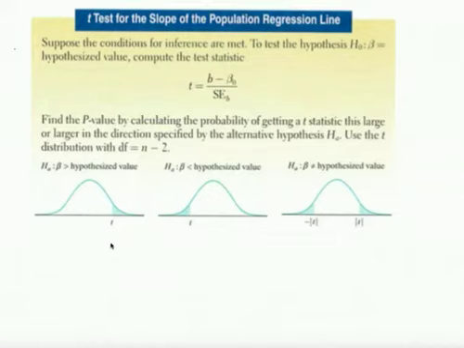So this is an example of when our alternative hypothesis says that the slope is greater than the hypothesized value. So notice that it's everything shaded to the right of the t statistic. This is the alternative hypothesis when the slope is less than the hypothesized value, everything to the left. And this is the alternative hypothesis when the slope is not equal to the hypothesized value. So these two would be one-sided, this would be two-sided.